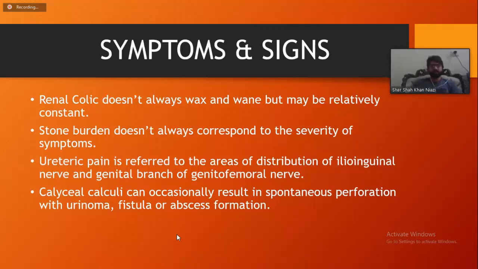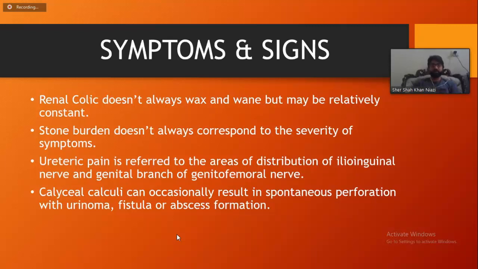So now we'll discuss some of the science of renal colic. Renal colic is not like intestinal or biliary colic pains which come and go, wax and wane, but renal colic may be relatively constant. The stone burden doesn't always correspond to the severity of symptoms, as we have discussed. The Staghorn calculus is a big stone, and it can cause a dull ache on your back, while ureteric stones are very small, a few millimeters, but they are very painful.